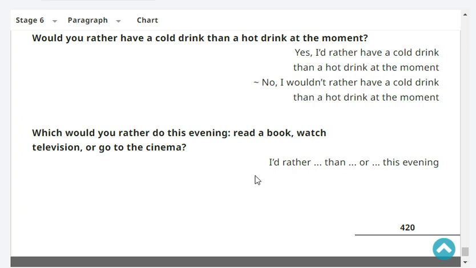No, I wouldn't rather have a cold drink than a hot drink at the moment. Very good.